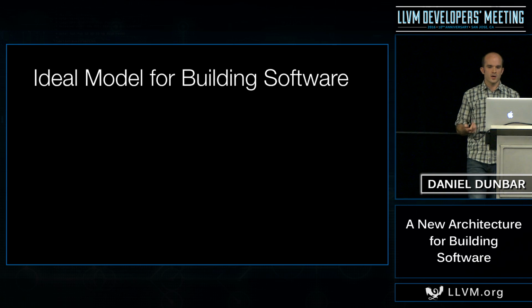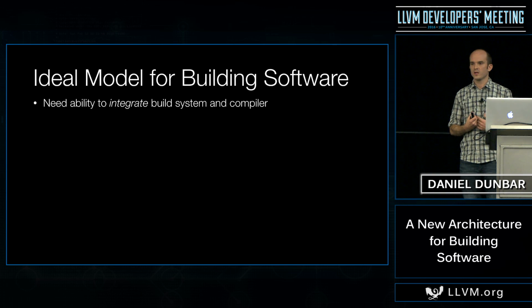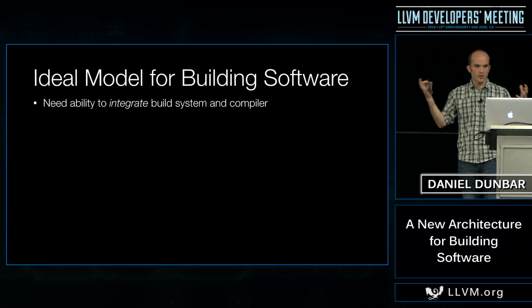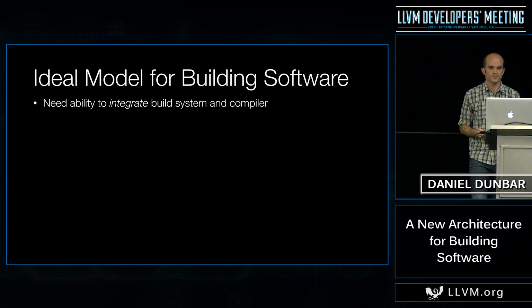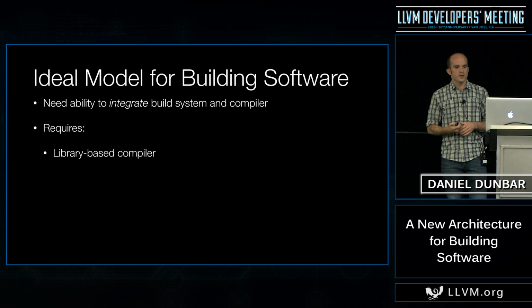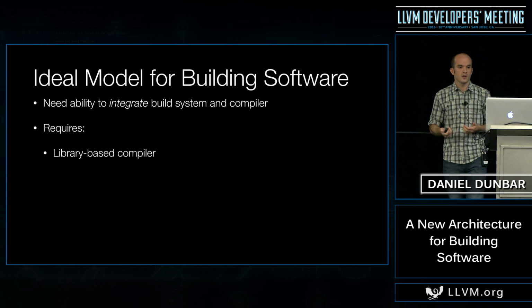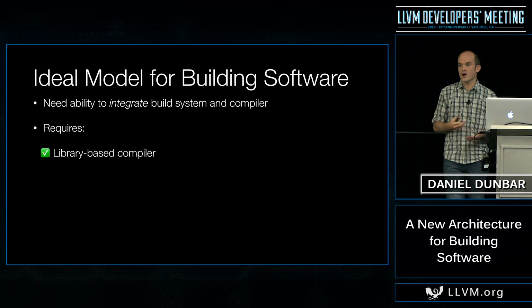So the ideal model that I see is that we really need the ability to integrate the build system and the compiler together, and to think of them as just one process, the process of building all of your software, and we should be able to look at it holistically. What that requires at the very beginning is a library-based compiler, a compiler that has been architected so it can be used that way. And what we've seen is that Clang already actually has some of that. We already have, to some extent, a library-based compiler.